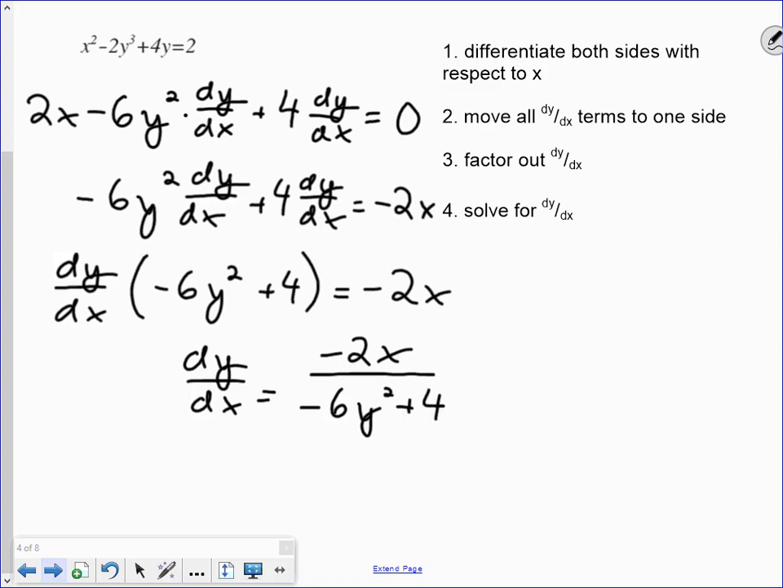Okay. So I've got an expression here for my derivative. My derivative is dy dx, and it's expressed here in terms of both x and y.